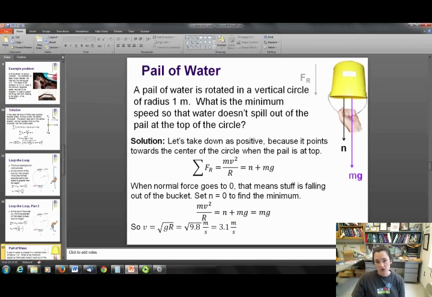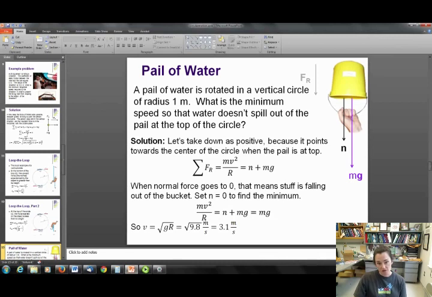And I say, when the normal force goes to 0, that means stuff is starting to fall out of the bucket. Okay? So to find the minimum speed so that water doesn't spill out, let me go ahead and set that normal force to 0 to find that minimum. And then I'll know that I have to spin the pail faster than that. So in that case, mv squared over r would be equal to mg because N goes to 0.